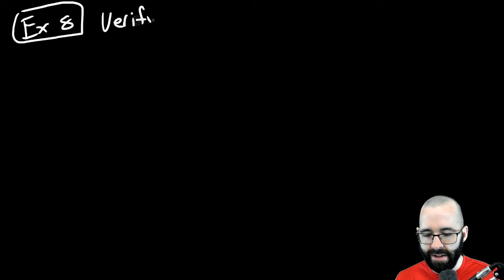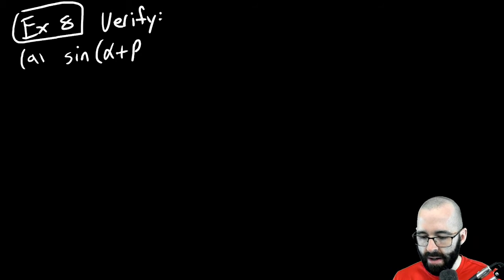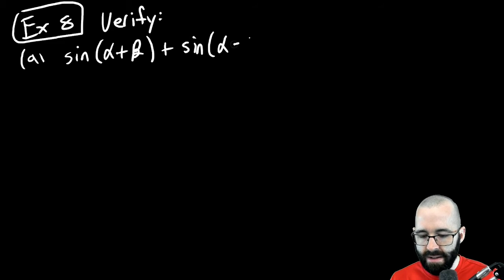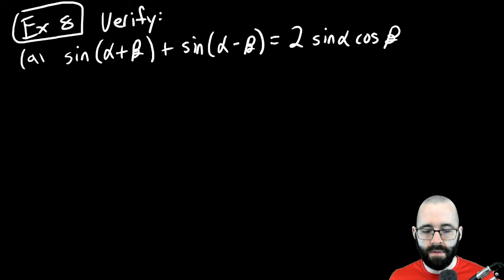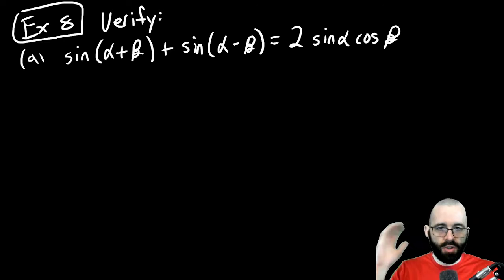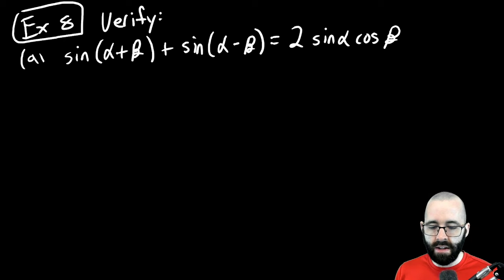Verify the following identities. Part A. I want you to verify that the sine of alpha plus beta plus the sine of alpha minus beta is equal to 2 times the sine of alpha times the cosine of beta. So we just start with one of these and try to show that it's equal to the other side.